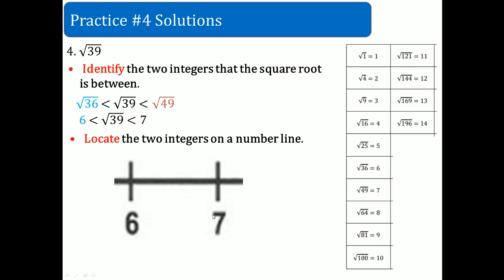Here's our 6, here's our 7. The square root of 36 exists here on 6. The square root of 49 exists on 7. The square root of 39 is closer to the square root of 36, so we place it roughly around there. We could estimate that spot as 6.27 as our irrational number.